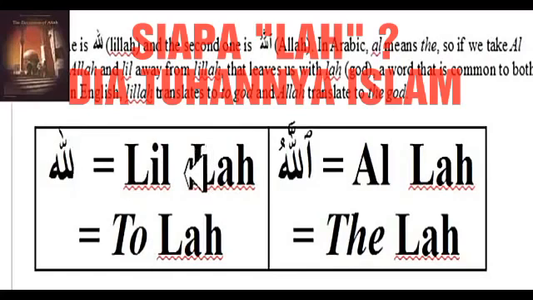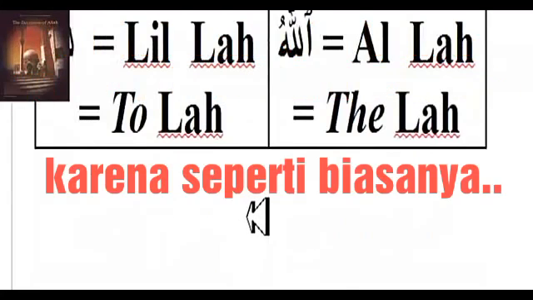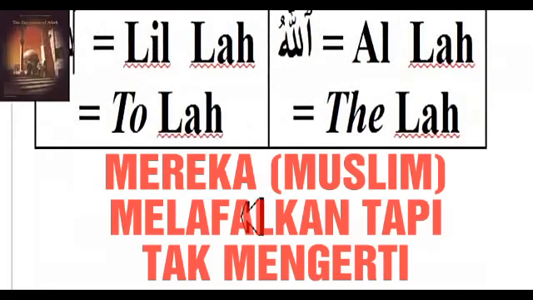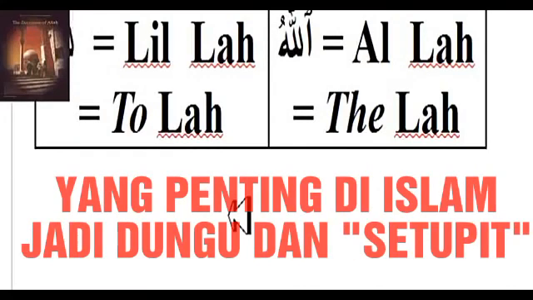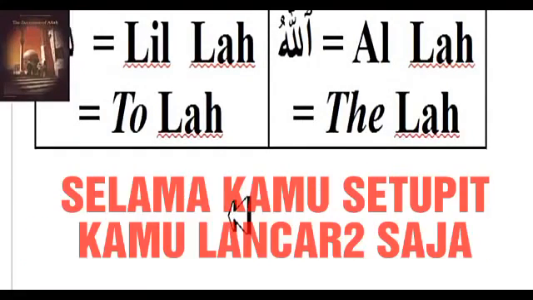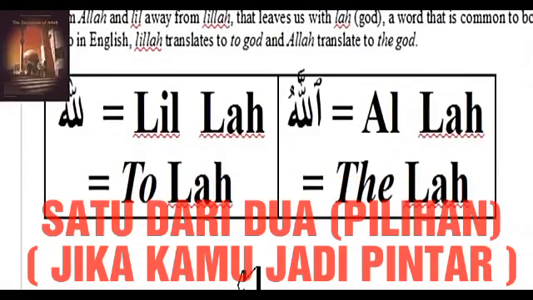And by the way, even Muslims do not know that this is in their book, because Muslims, as usual, are people who recite but they don't understand, and they don't care about understanding. You know, the most important thing in Islam is just to be dumb and stupid. As long as you are dumb and stupid, you are good to go. The second you start being smart, Islam will reject you. One of two things: either Islam will reject you or you will reject Islam.